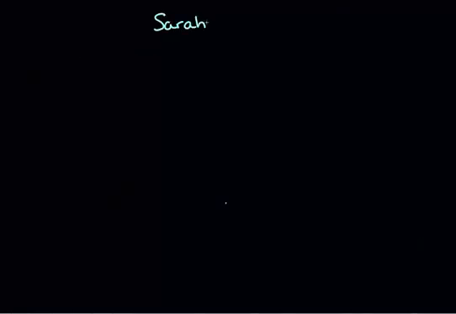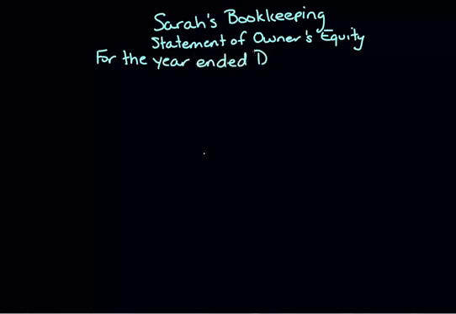So the next statement we're going to make today is the statement of owner's equity. So first thing we're going to put at the top is the name, Sarah's Bookkeeping. The next thing is the statement name, so in this case, the statement of owner's equity. And the third thing is the time period or the date. The statement of owner's equity and the income statement, their period of time should look exactly the same. So in our case, we were looking at for the year ended December 31st, 2014, the statement of owner's equity will be the exact same.